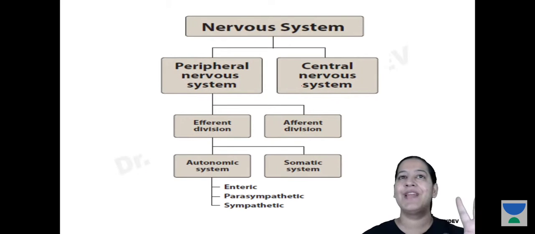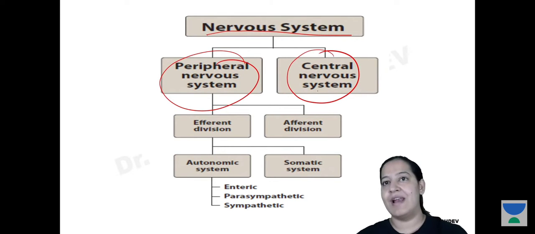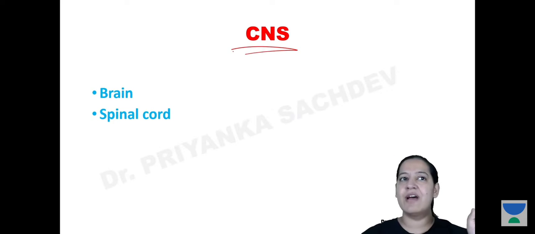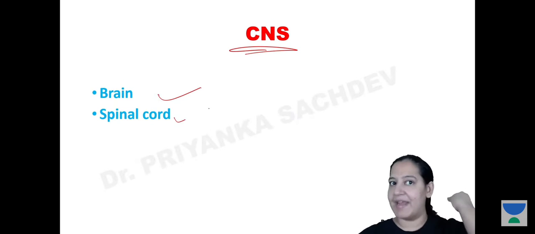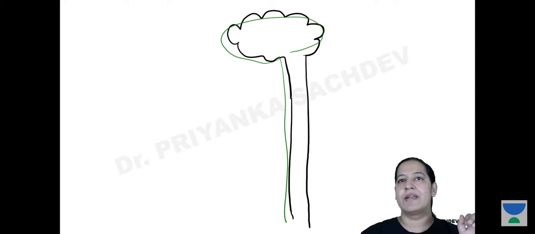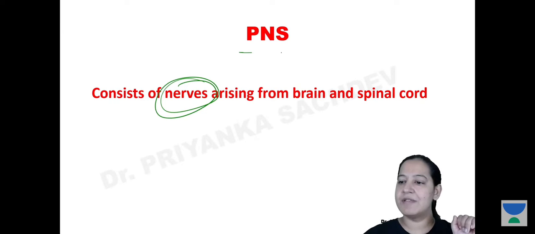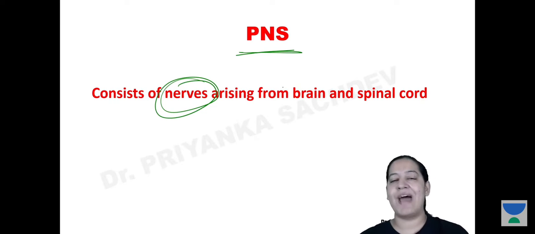So we know that in nervous system, humans have two nervous systems: central nervous system and peripheral nervous system. Let's talk about central nervous system. Central nervous system contains brain and spinal cord. You can see here this is brain and this is spinal cord. So brain and spinal cord constitute the central nervous system. And the nerves arising from it is peripheral nervous system. The nerves arising from central nervous system will constitute peripheral nervous system.